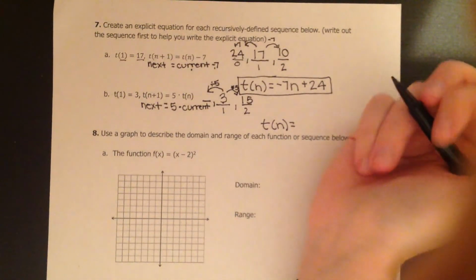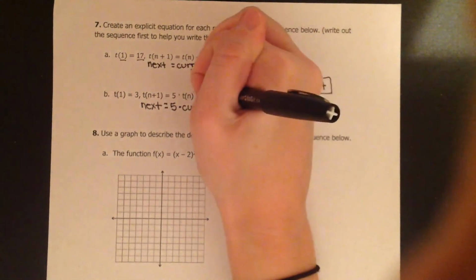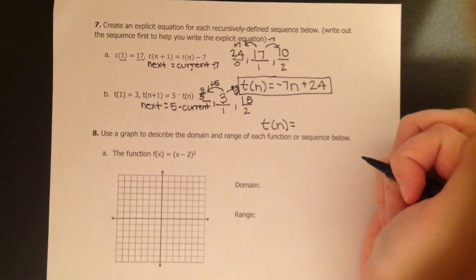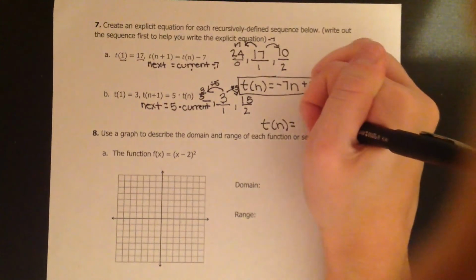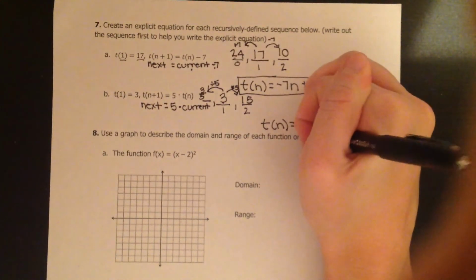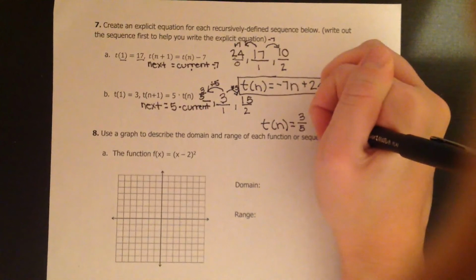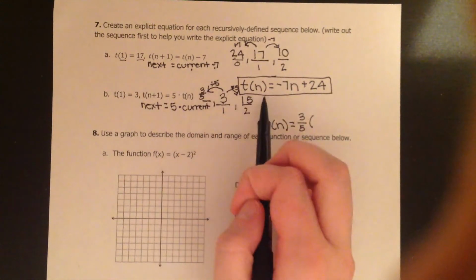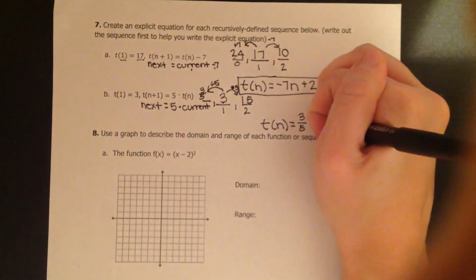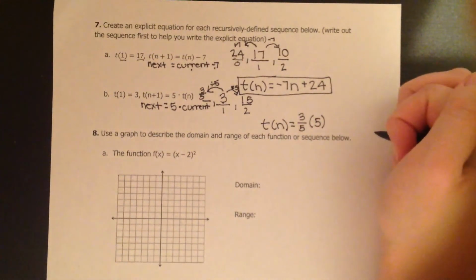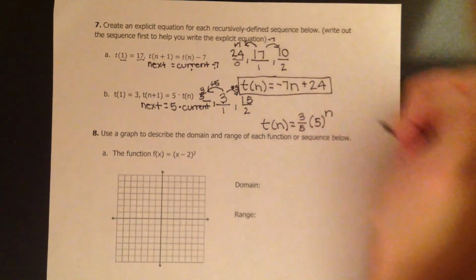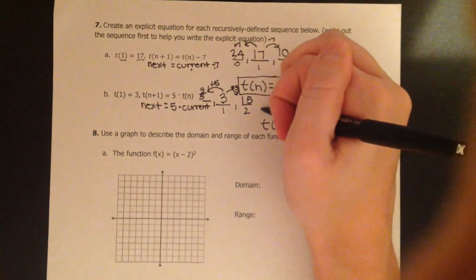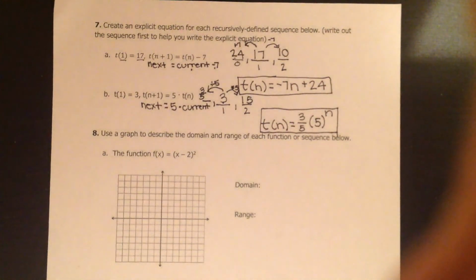So instead of doing a decimal, I'm just going to keep it as a fraction. I'm going to do 3 over 5, which is the same as 3 divided by 5. So that's our zero term, so we're going to put that first. 3/5. Next comes our multiplier. We're going to put that in parentheses. So what did we multiply every single time going forward? It's the 5. And since we're continuously multiplying by it, we're going to put the n as our exponent. So t of n equals 3/5 times 5 to the n power.